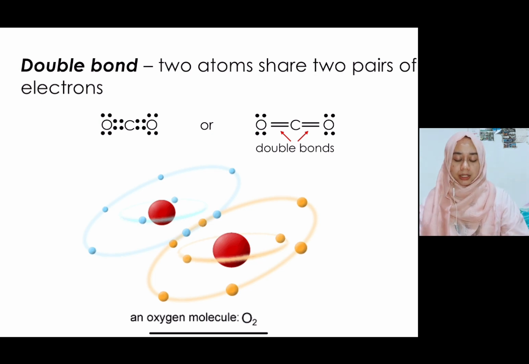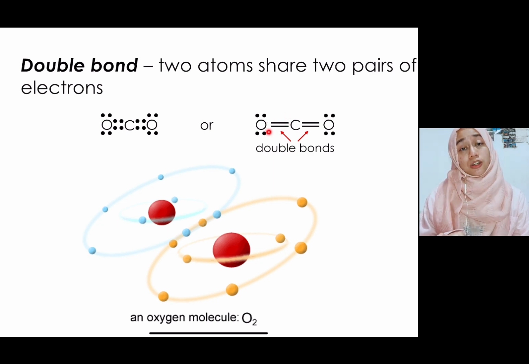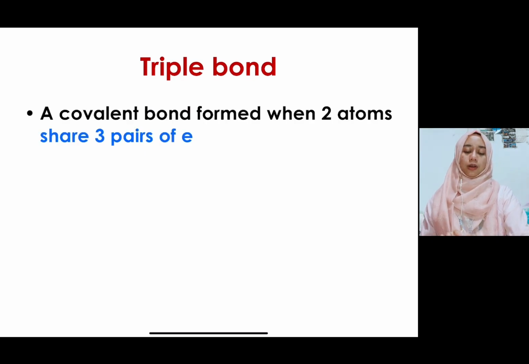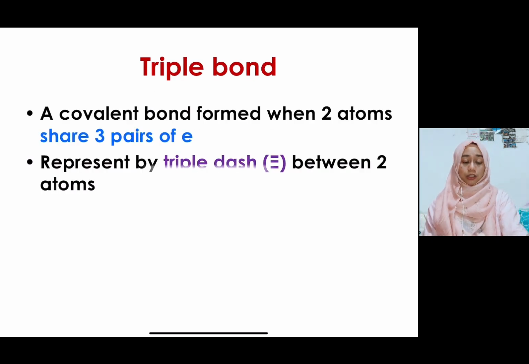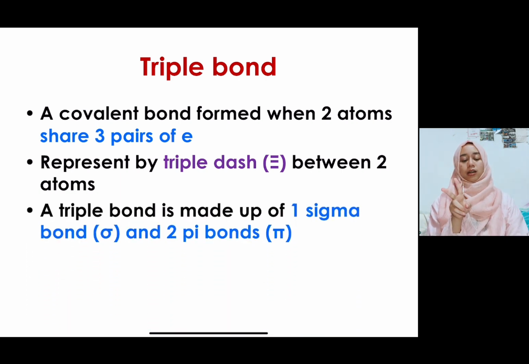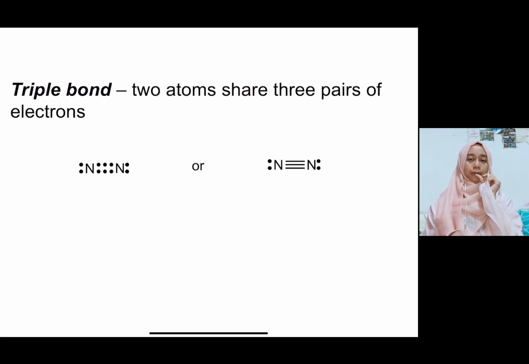Just sekali lagi Miss nak remind, one bond meaning ada 2 elektron. Kalau yang ada double bond kat sini, bermaksud ada 4 elektron sebenarnya kat sini. Okay, last kali kita ada triple bond. A covalent bond formed when two atoms share 3 pairs of electrons. We represent it with a triple dash. Untuk triple bond pula, it has one sigma bond and 2 pi bonds. Contoh kat sini adalah nitrogen gas. For example, yang ni ataupun yang sebelah kanan tu lah.